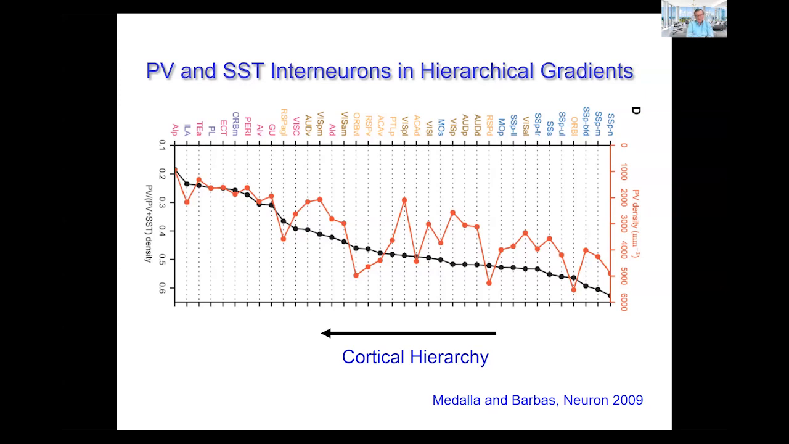The question is, what kind of inhibitory cells? We know there are many different types of inhibitory cells. And so what we're looking for is an inhibitory cell where there's a gradient from sensory areas all the way up to the prefrontal cortex. And indeed, there is one. It's the somatostatin neurons.